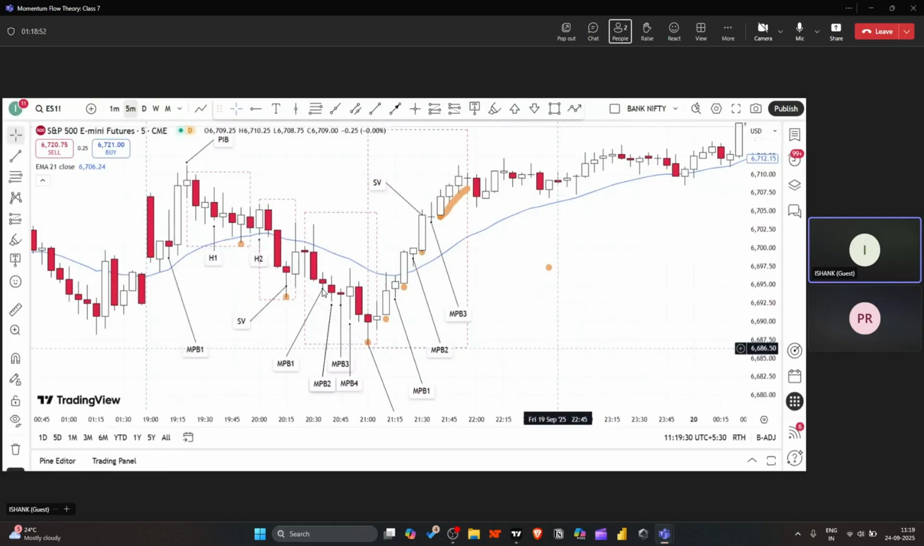Yes. For this bar and this bar, this candle, yeah, and this. Yeah, that is the breakout one.